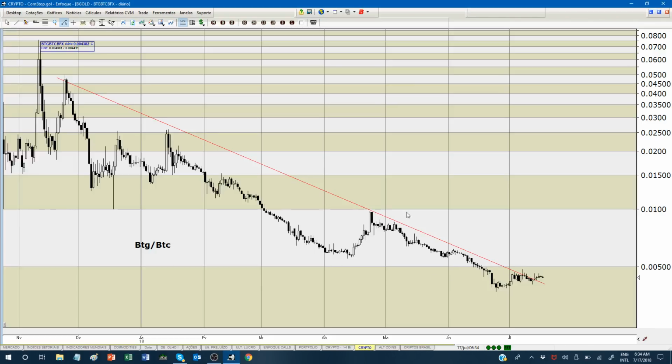Bitcoin Gold. No comments. Even though it broke this resistance line, it's probably coming down. This resembles just a reaction to this bear trend. Wouldn't put my money on that.